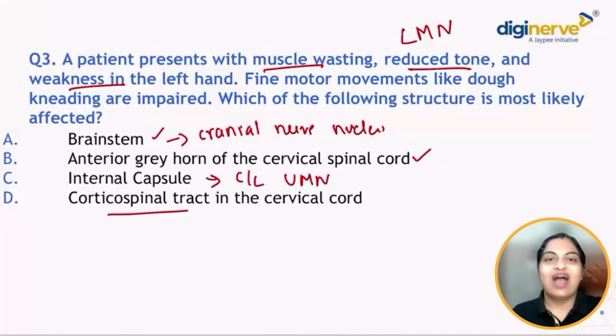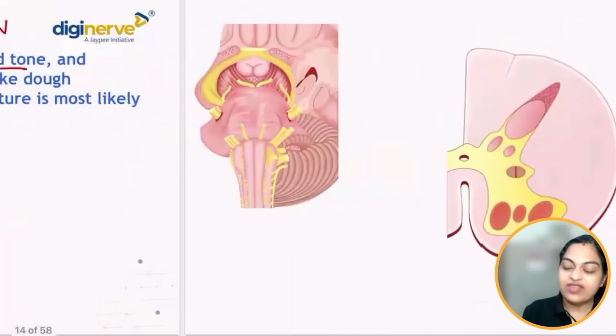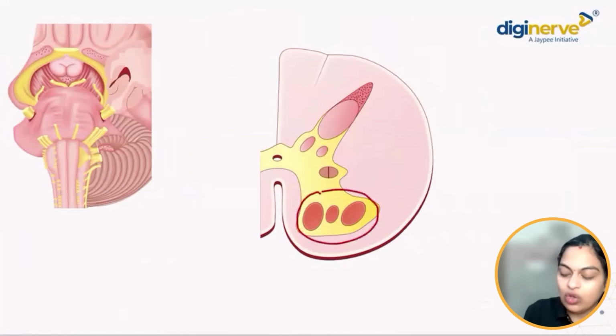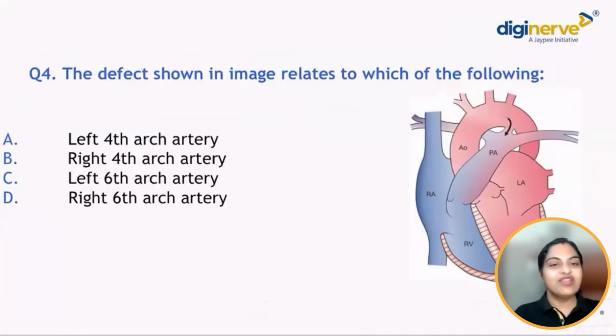The same thing after decussation of the corticospinal fibers in the lower medulla, right? What happens? Ipsilateral type of spastic paralysis. Okay, so please remember, hypotonia, muscle wasting, flaccid paralysis refers to lower motor neuron type of palsy. And yes, these lower motor neurons are typically situated in the anterior gray horn of the spinal cord. Right. Coming to the next question.